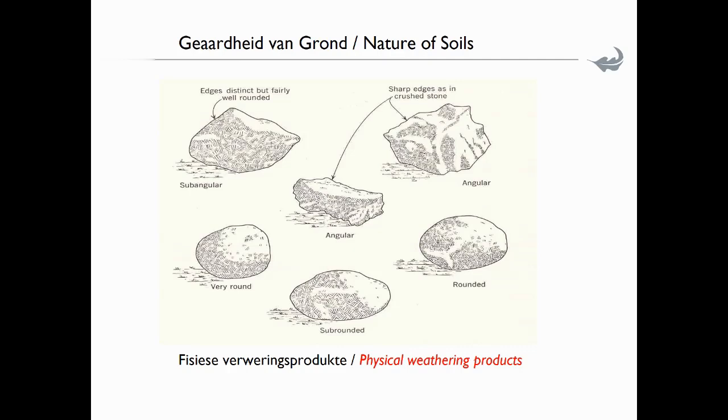When the rocks are broken down, on the right top you see the angular materials, typically like your hill wash you find on the sides of mountains. Then as they roll down the mountain, they become subangular. Then as they are moved, typically by water, you start getting a sub-rounded nature, then rounded, and eventually very round, which is almost spherical. So these are the physical weathering products.